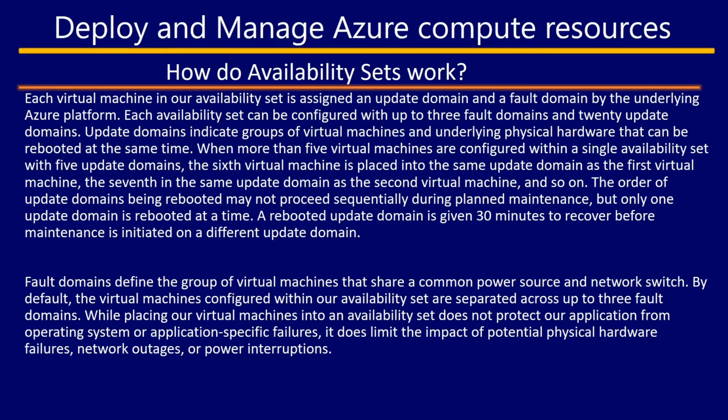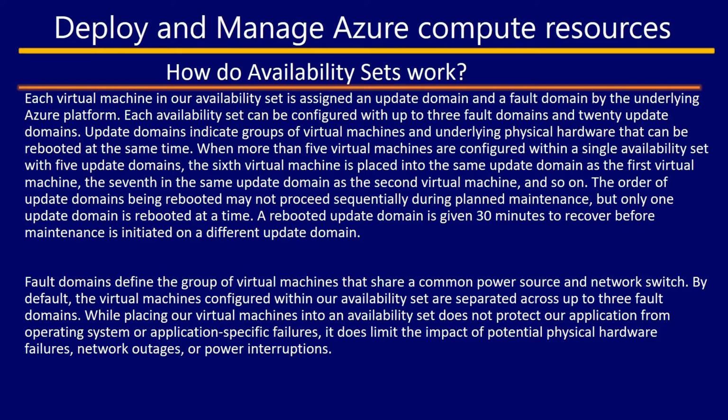Each virtual machine in our availability set is assigned an update domain and a fault domain by the underlying Azure platform. Each availability set can be configured with up to 3 fault domains and 20 update domains. Update domains indicate groups of virtual machines and underlying physical hardware that can be rebooted at the same time.